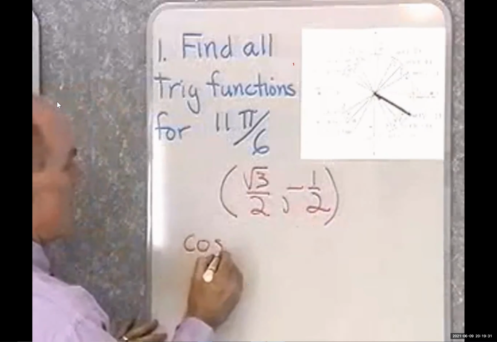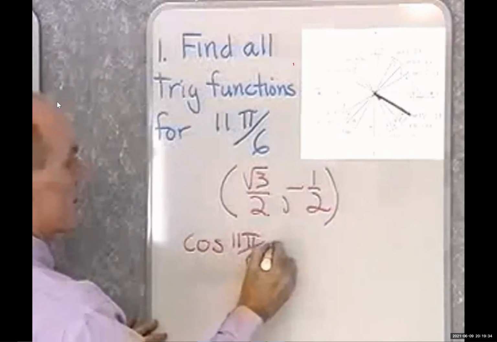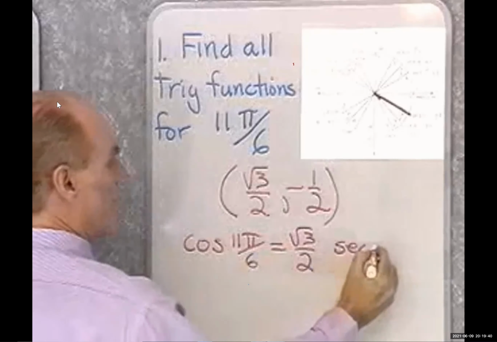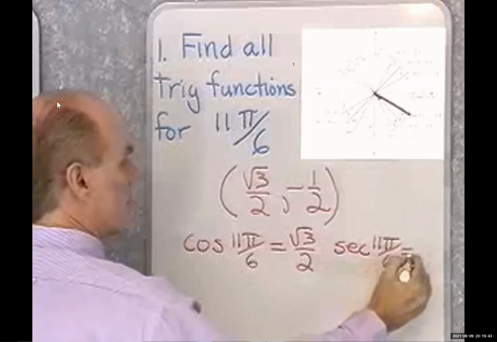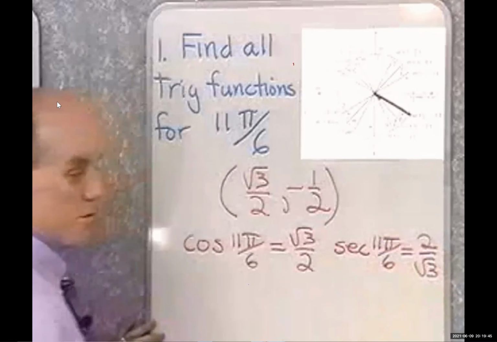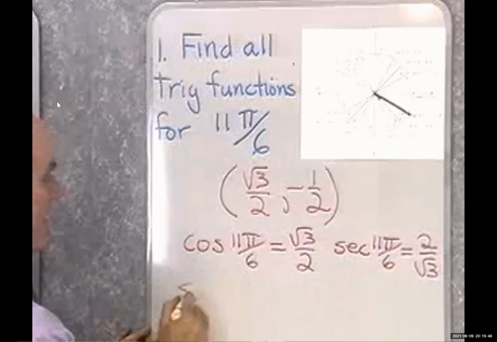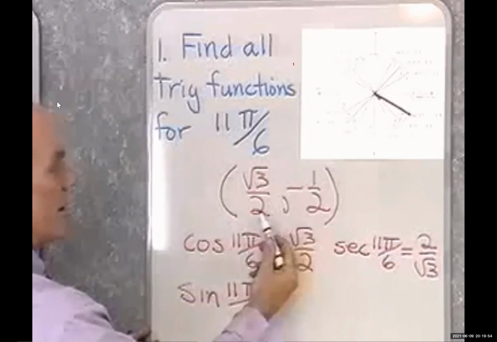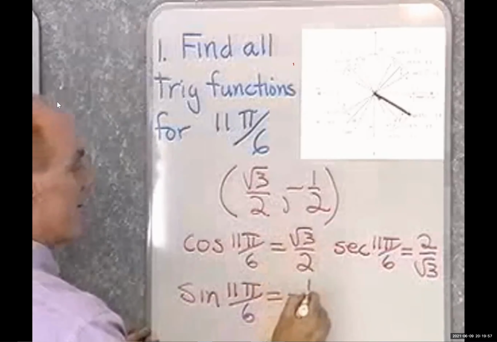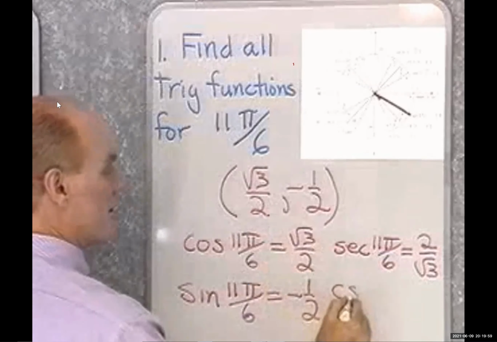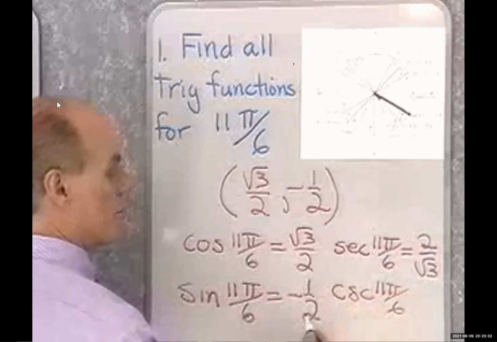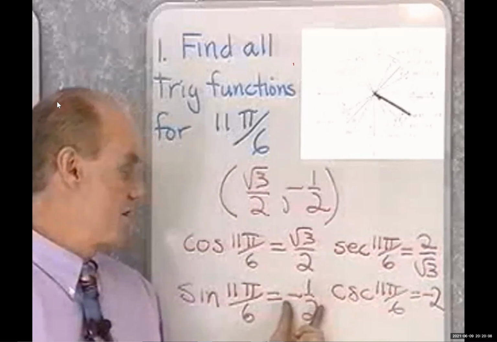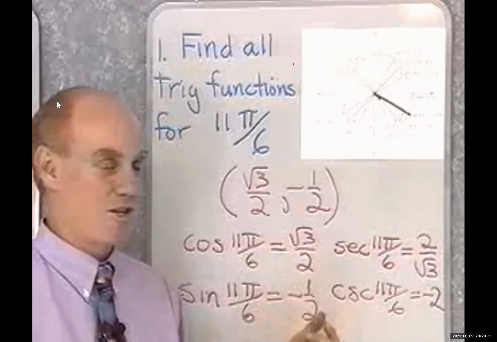The cosine of 11 pi over 6 is square root 3 over 2, which means that the secant of 11 pi over 6 is going to be its reciprocal, 2 over square root 3. The sine of 11 pi over 6 will be the y-coordinate, negative 1/2. So the cosecant of 11 pi over 6 will be the reciprocal of that, negative 2. Then the tangent of 11 pi over 6 will be the sine divided by the cosine, and the cotangent will be the reciprocal of that.